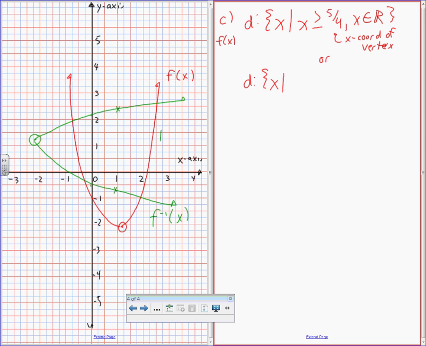Okay, go ahead. X is less than or equal to 5. Very good. That answer's still correct, right? The only difference is, if I had chosen that, your graph would just use the left-hand side instead of the right-hand side.